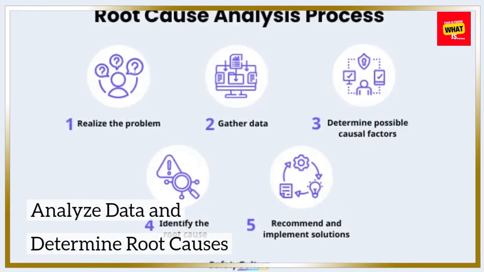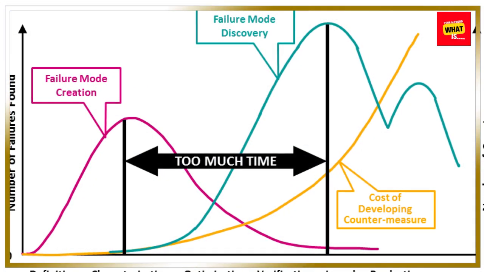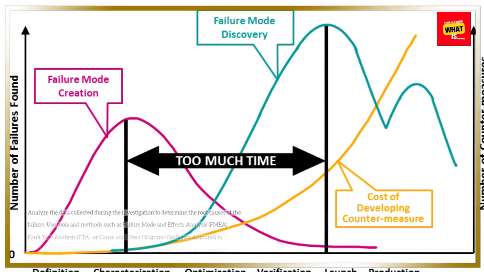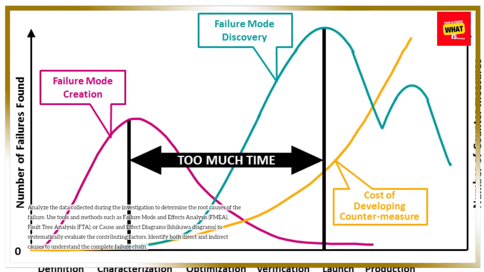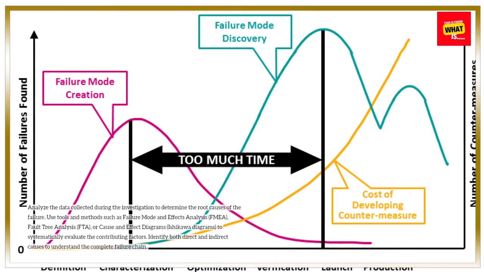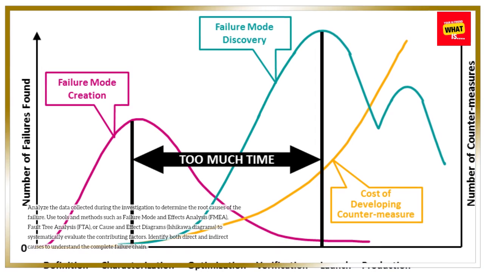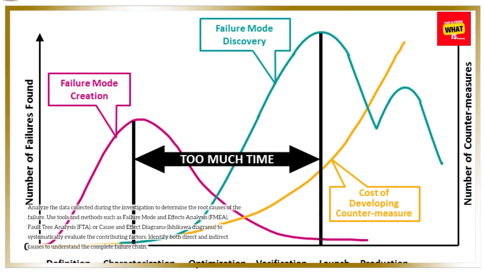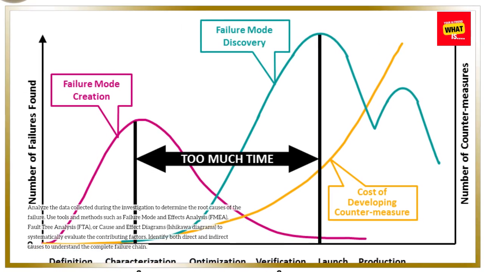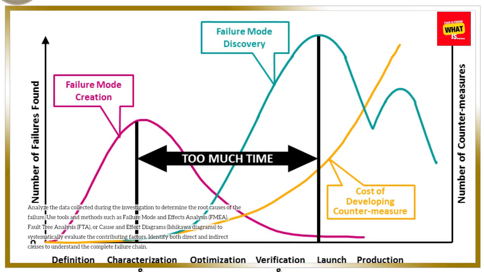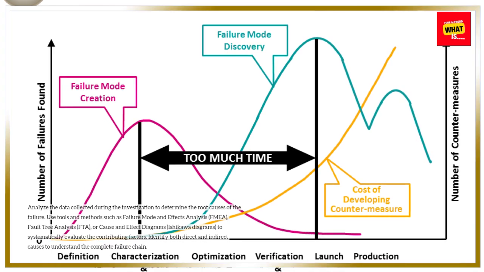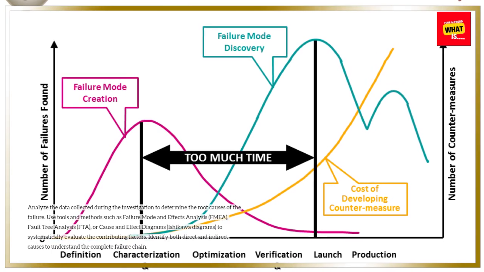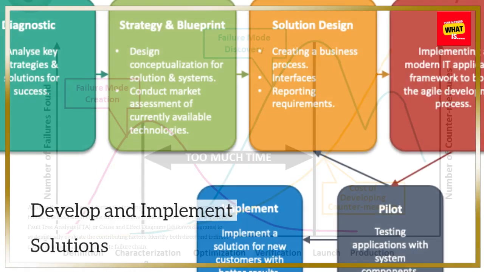Analyze data and determine root causes. Analyze the data collected during the investigation to determine the root causes of the failure. Use tools and methods such as failure mode and effects analysis, FMEA, fault tree analysis, FTA, or cause and effect diagrams, Ishikawa diagrams, to systematically evaluate the contributing factors. Identify both direct and indirect causes to understand the complete failure chain.